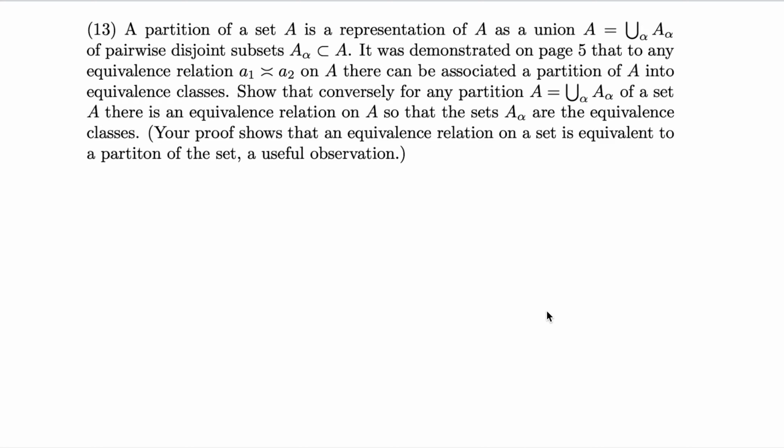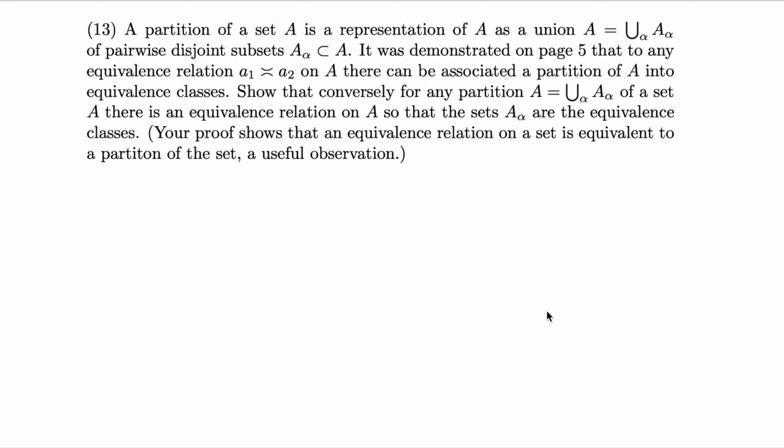Hello and welcome. Today we'll consider question 13 in group 2. A partition of a set A is a representation of A as a union. A is equal to the union over the set alpha of A alpha of pairwise disjoint subsets A alpha within A, meaning that two elements, A alpha and A beta, have an empty intersection.